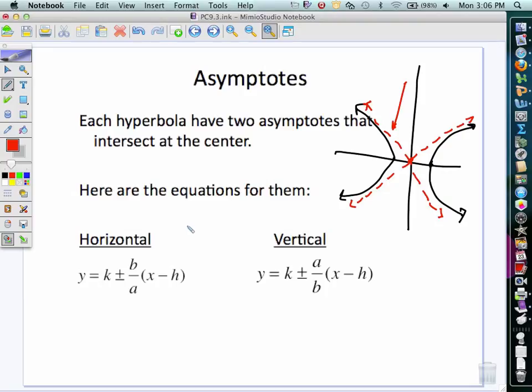And here's how we're able to find them. If the hyperbola is horizontal, so if it opens horizontally like this, then you have y equals k plus or minus b over a, times x minus h. If it's vertical, so if it's opening this way, then it's y equals k plus or minus a over b, times x minus h. This is just putting it into somewhat of a point-slope form.